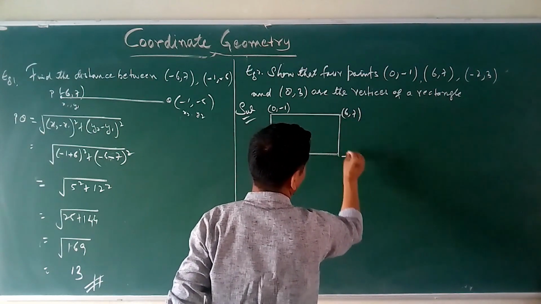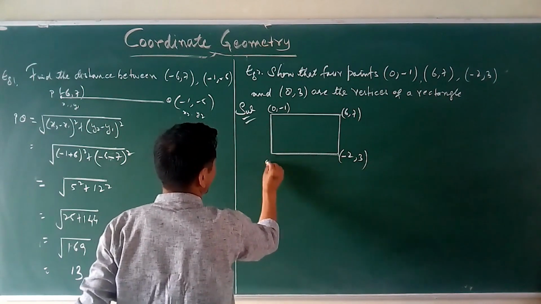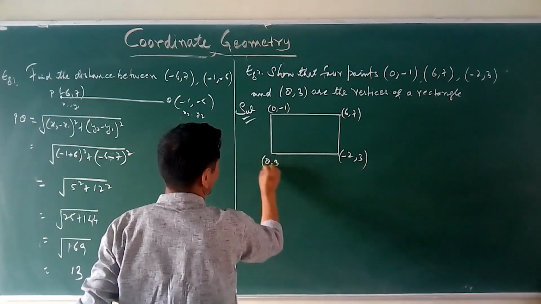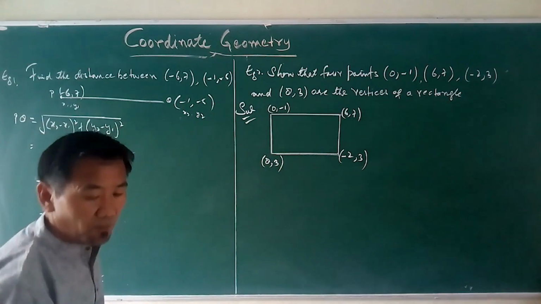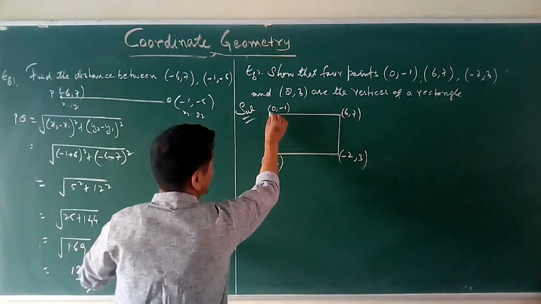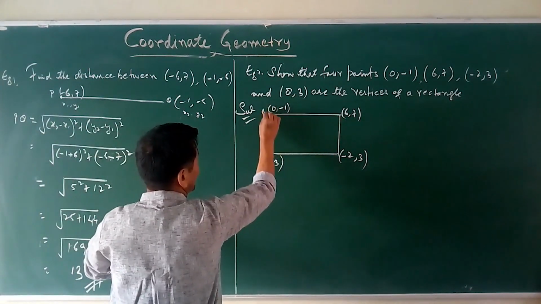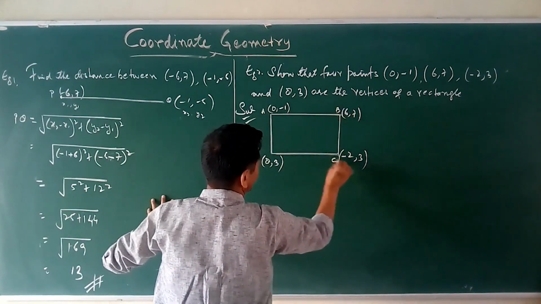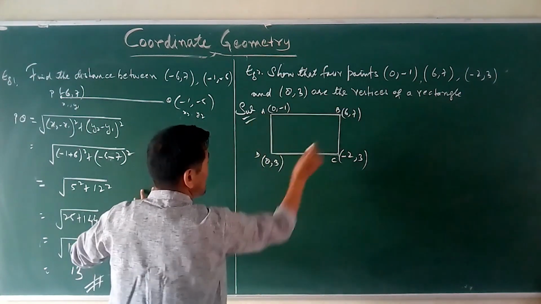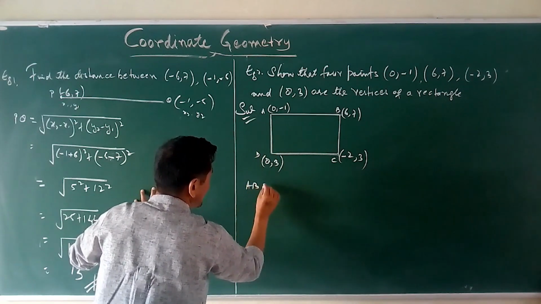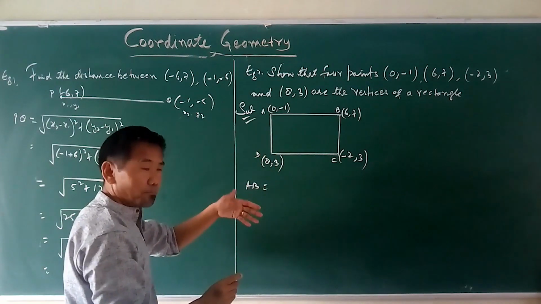Negative 2 and 3, and the third is 8 and 3. Now we are going to find them one by one. A, B, C, D. So AB is equal to.